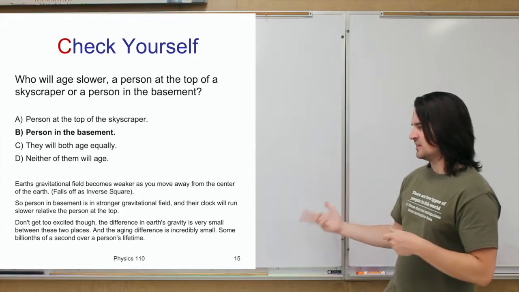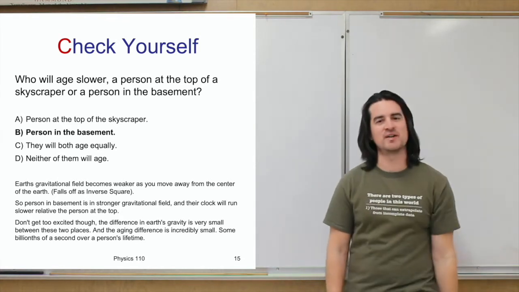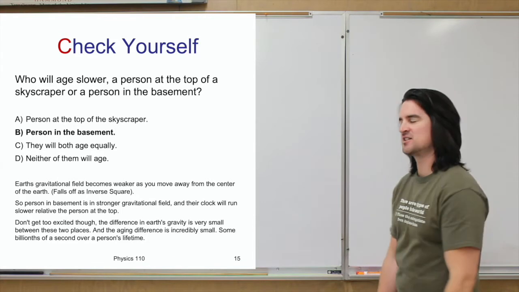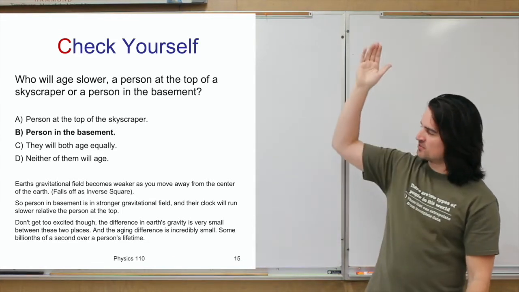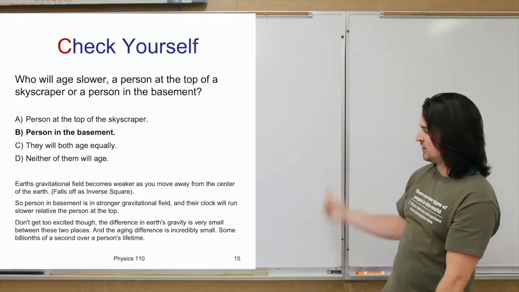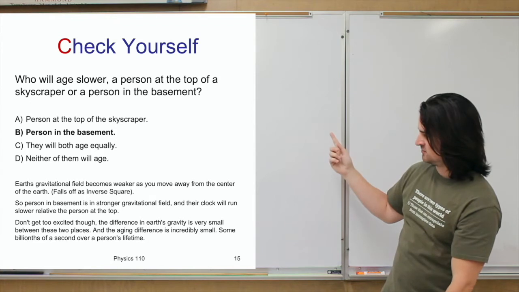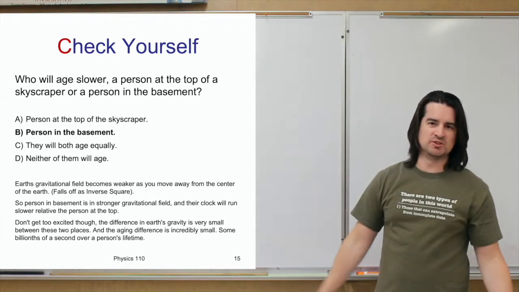But don't get too excited about this. As I said, it takes a very large amount of mass to really make a noticeable effect, and it turns out that even if you lived at the top of a skyscraper your whole life and another person lived at the basement of a skyscraper their whole life, it would only amount to a difference of a few billionths of a second. So you wouldn't even notice.